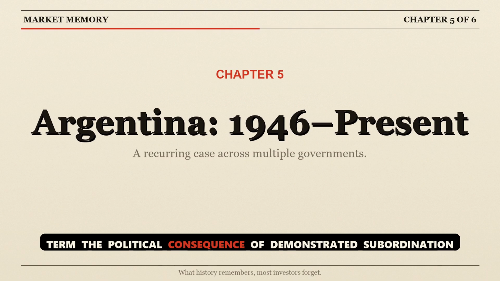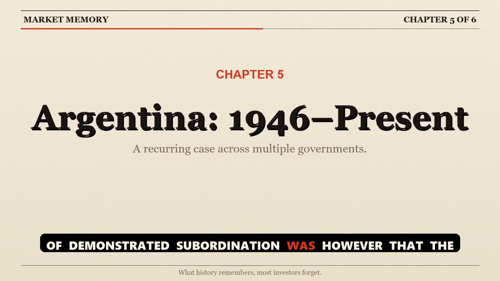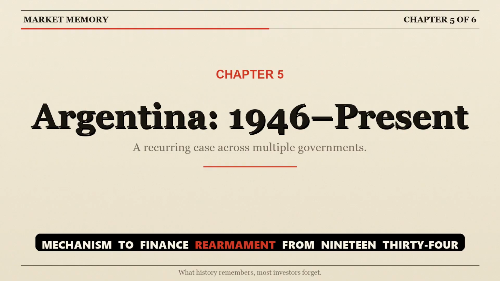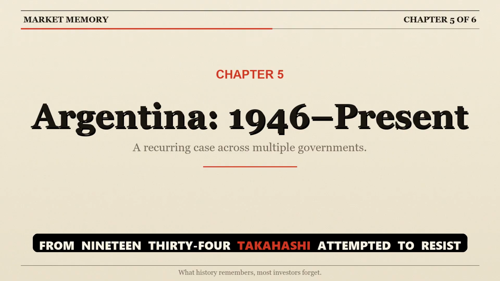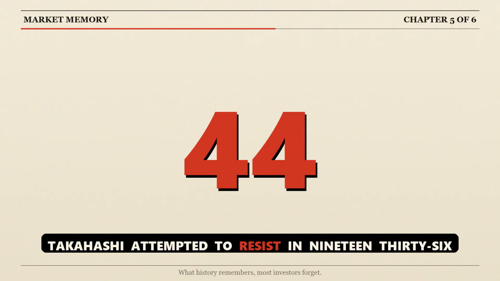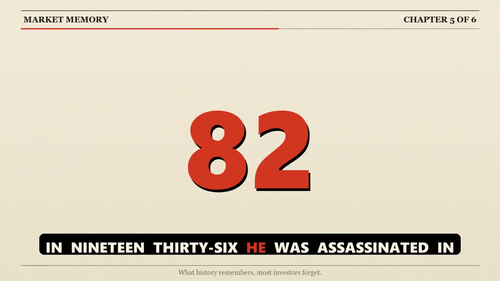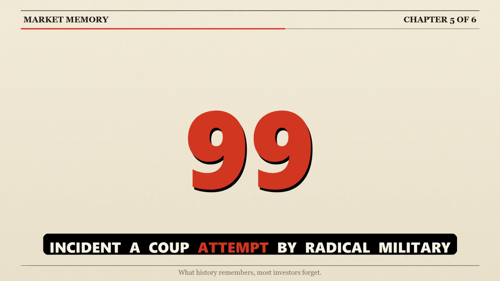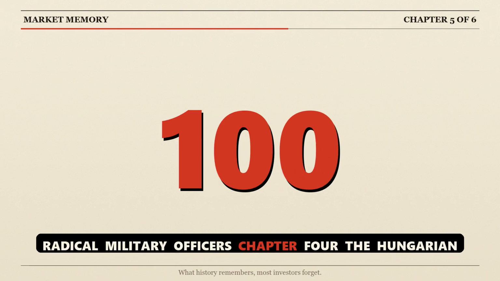The political consequence of demonstrated subordination was, however, that the military faction used the same mechanism to finance rearmament from 1934. Takahashi attempted to resist in 1936. He was assassinated in the February 26 incident, a coup attempt by radical military officers.